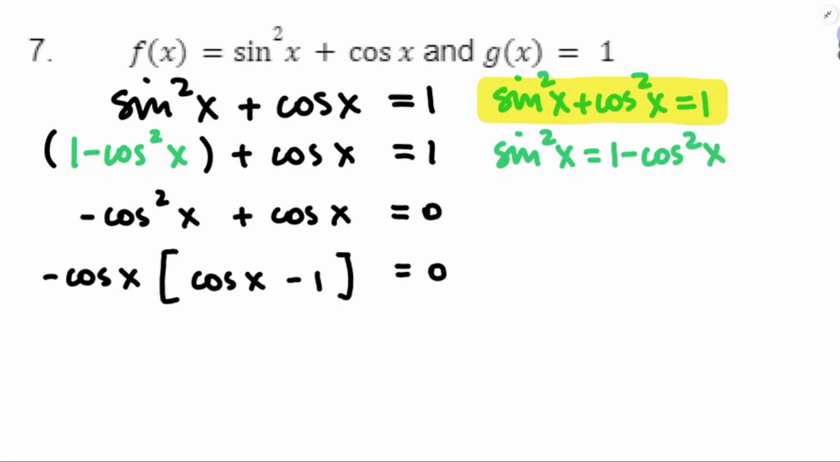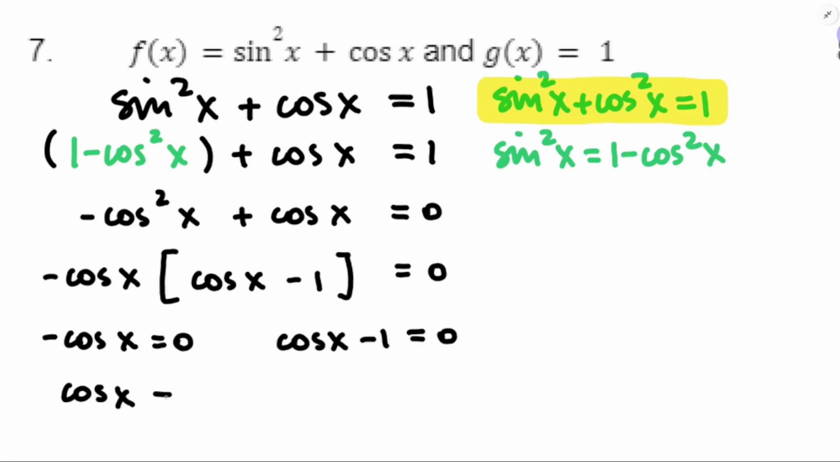And then one of these things is equal to 0, either negative cosine x equals 0 or cosine x minus 1 is equal to 0. Negative cosine x equals 0 only when cosine x equals 0, and the other would happen when cosine x equaled 1.